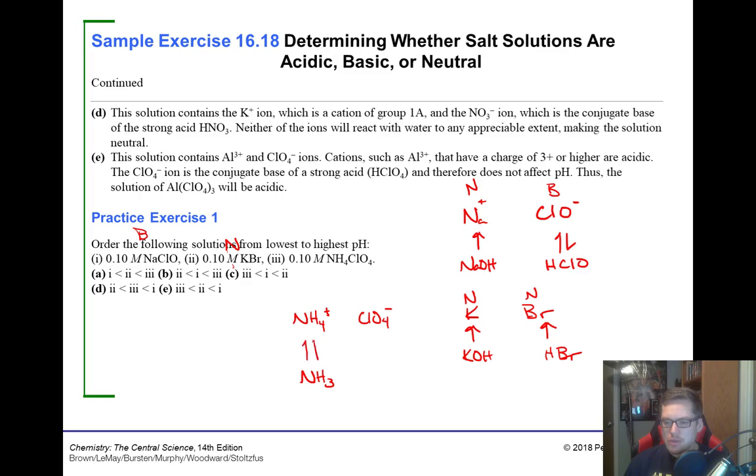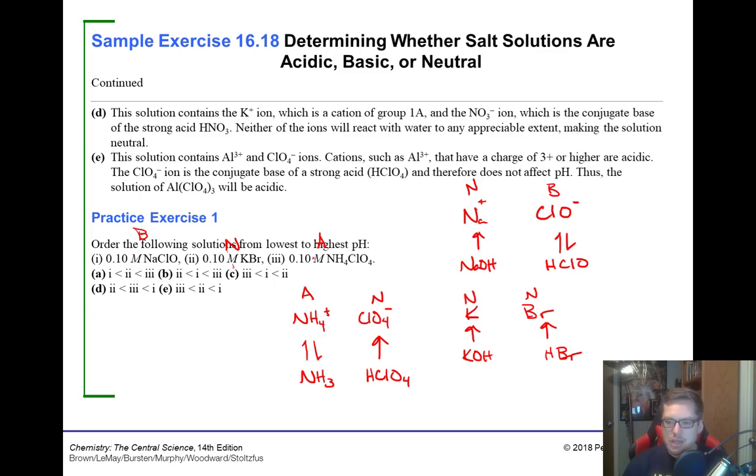NH3 is a weak base, so it can go both directions. ClO4 minus would have had to come from HClO4, and that's a strong acid, so that would be in one direction. So this is neutral, and this one could act like an acid. So we get this one as an acid. We didn't even have to worry about the molarity or anything, which is nice.